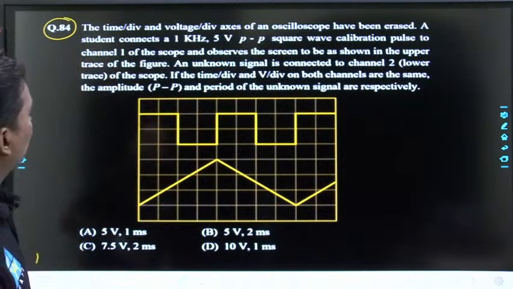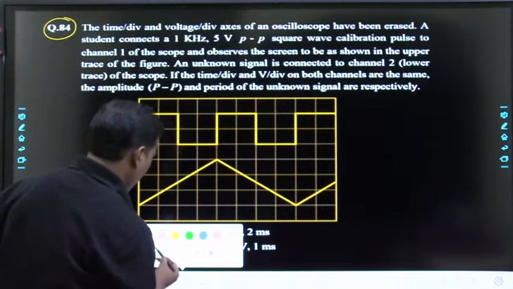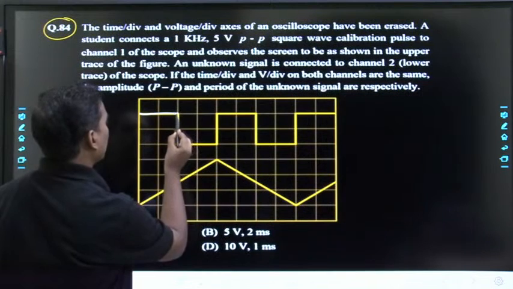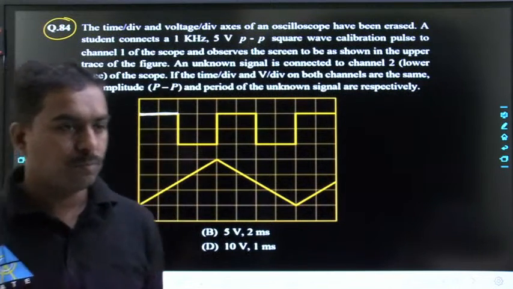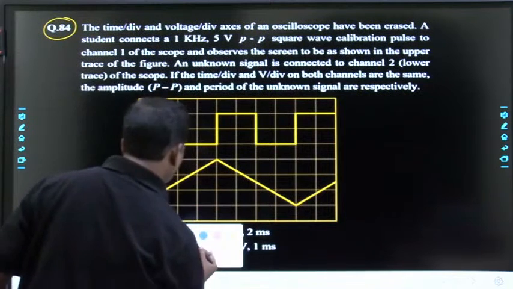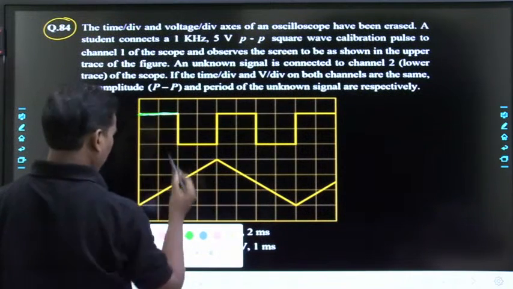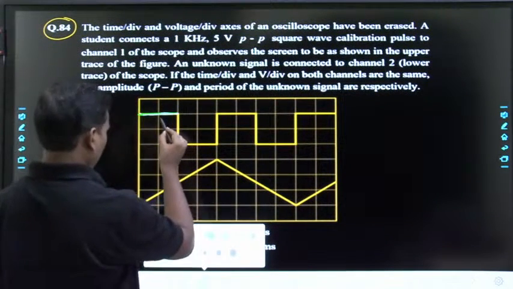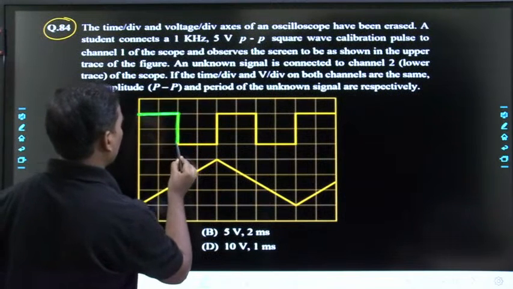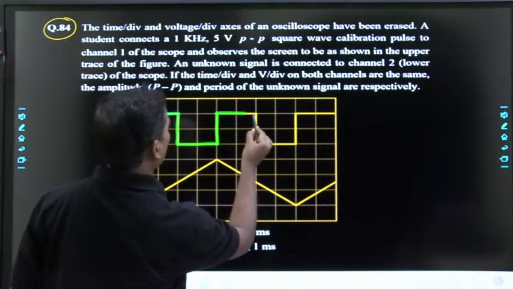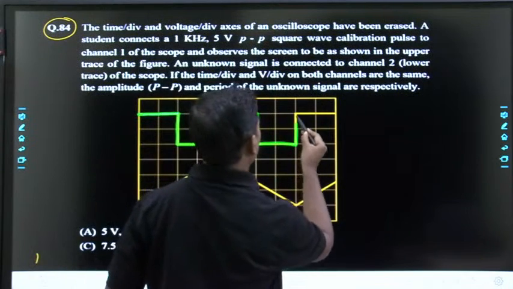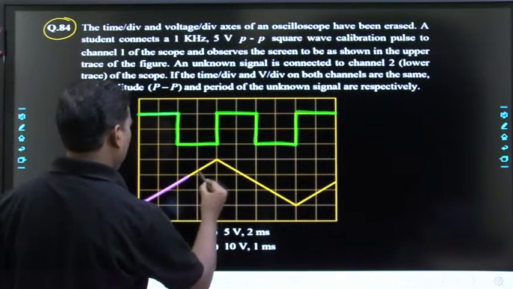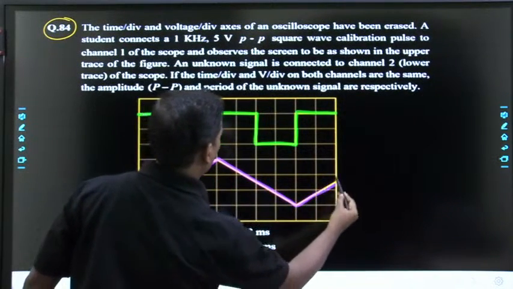Question number 84. See, this is the waveform, dear student. Just let me write, I think it may not be visible. So, this is the waveform. Is it visible for all? I will use separate ink. So this is one waveform and this is another waveform. So try to understand this question.